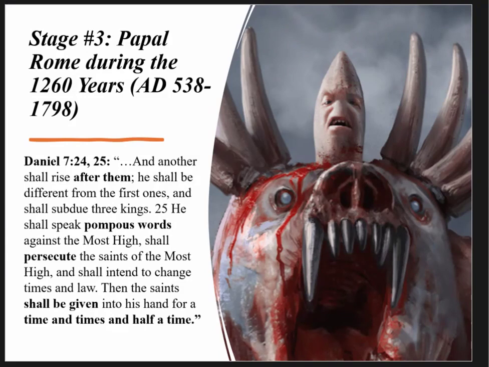And another shall rise after them. He shall be different from the first ones, and shall subdue 3 kings. He shall speak pompous words against the Most High, shall persecute the saints of the Most High, and shall intend to change times and law. Then the saints shall be given into his hand for a time and times and half a time.